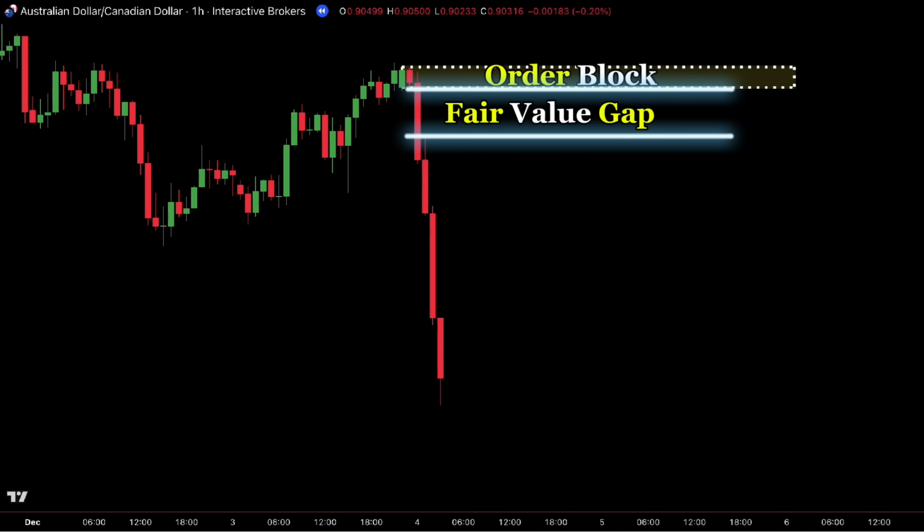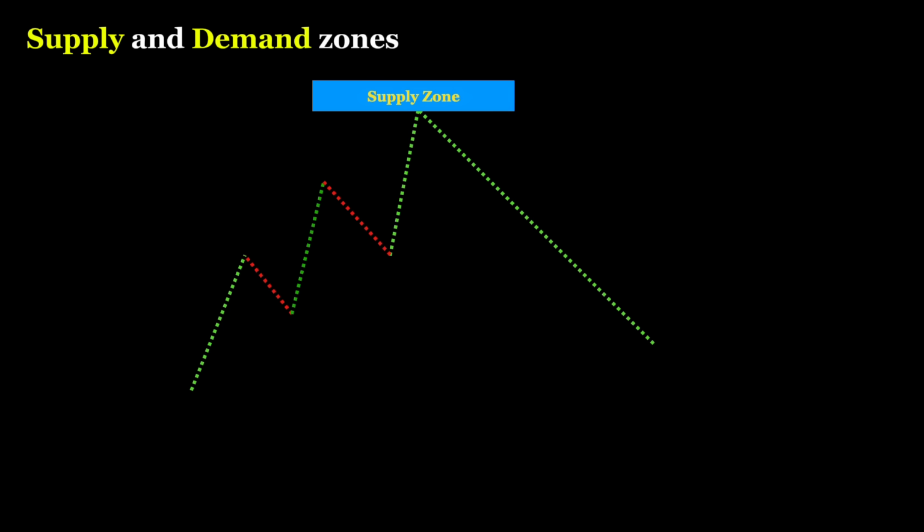Let's move on to supply and demand zones. A supply zone is an area on the chart where sellers step in with enough force to stop price from climbing higher. It often forms after a strong rally, when major players like banks and institutions start offloading their positions to lock in profits. This wave of selling pressure causes price to reverse and drop from that level.